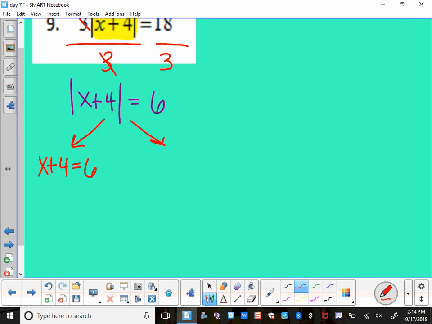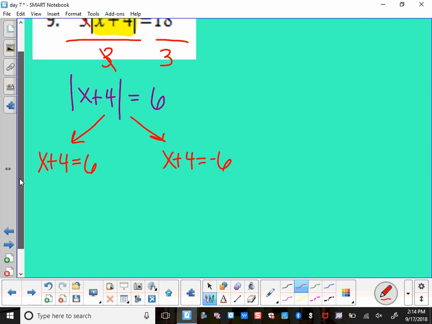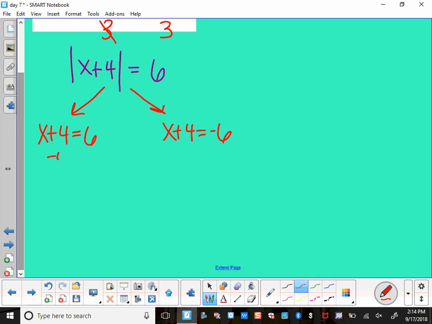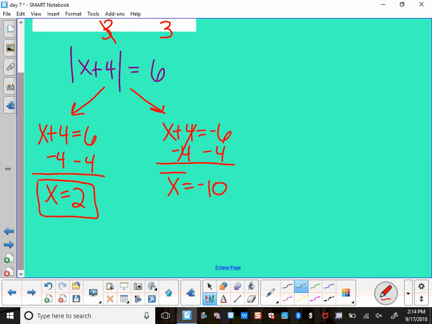X plus 4 equals 6. X plus 4 equals -6. So if I solve, I get x equals 2. If I solve the second one, I get x equals -10. You guys get those two answers?